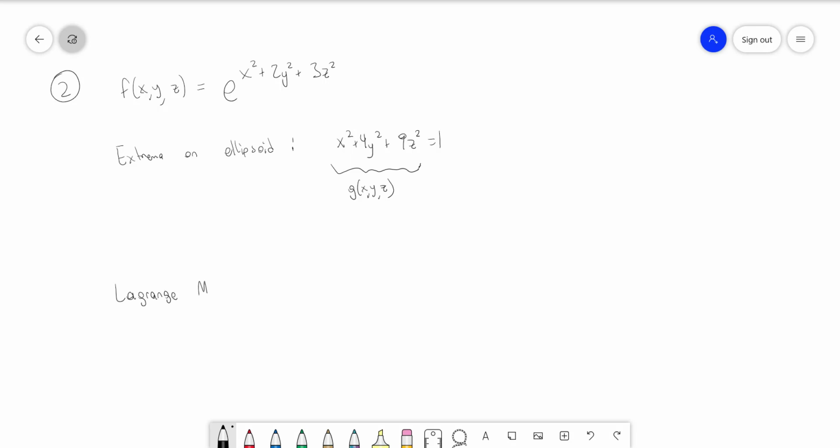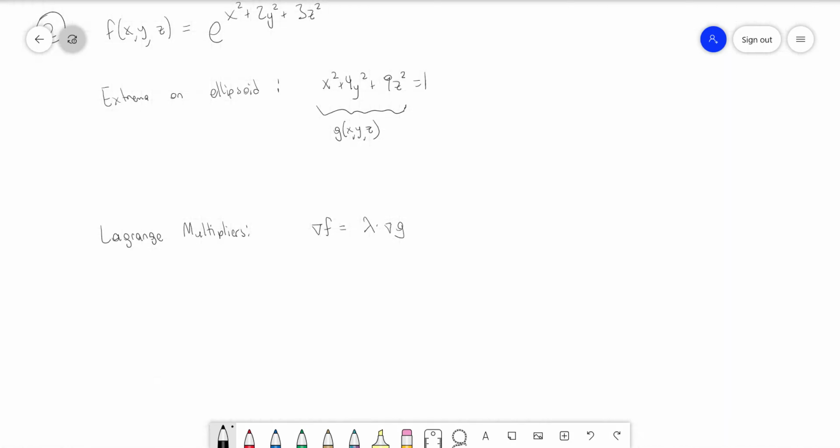So a quick reminder of how Lagrange multipliers works. Basically, you take the gradient of f, you take the gradient of g, and you set the gradient of f equal to lambda times the gradient of g. This will give you a system of equations. And together with the system of equations, and then also with your constraint equation, your constraint equation will be of the form g of x, y, z equal to some constant. You use the system of equations.